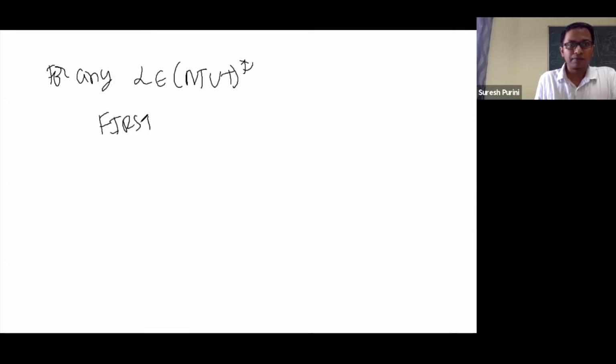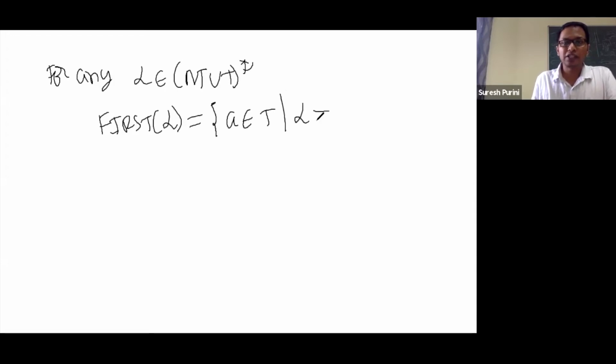The first definition that we introduce is what is called the first function. For any alpha belonging to (NT union T) star, first of alpha consists of all terminal symbols a such that from alpha we should be able to generate an intermediate form like a beta in 0 or more steps.